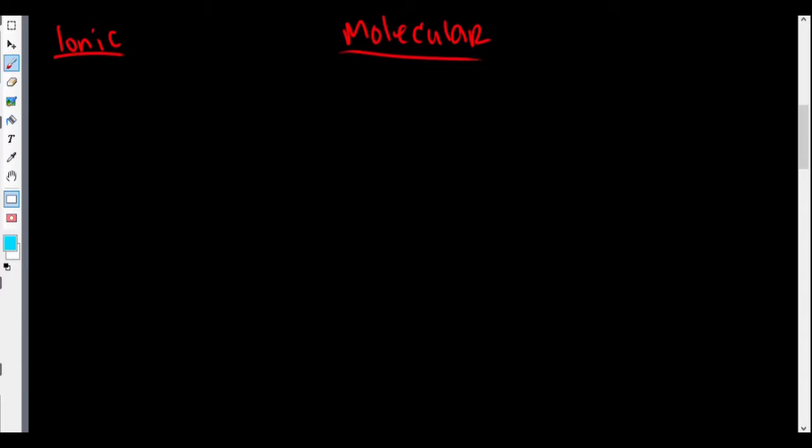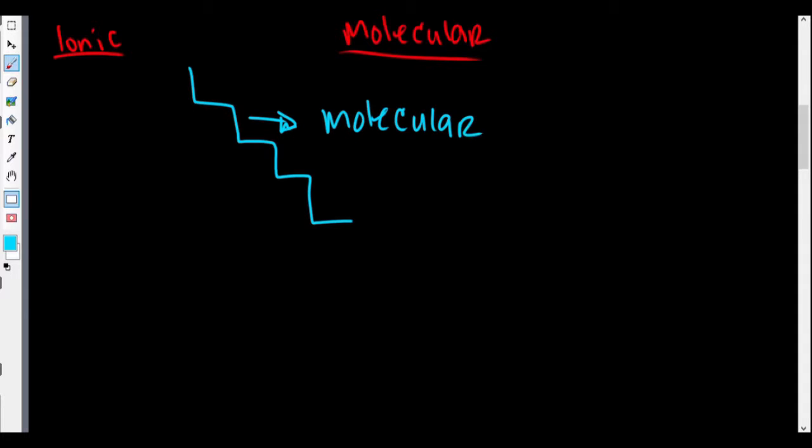So when you're naming stuff, first thing you want to pay attention to is is it an ionic compound or a molecular compound? Easiest way to tell this is, you know the ladder on the periodic table where the metalloids are located? If it's to this side, it's going to be molecular. If it's to this side, it's going to be ionic. Oops. Whoa, what happened there?